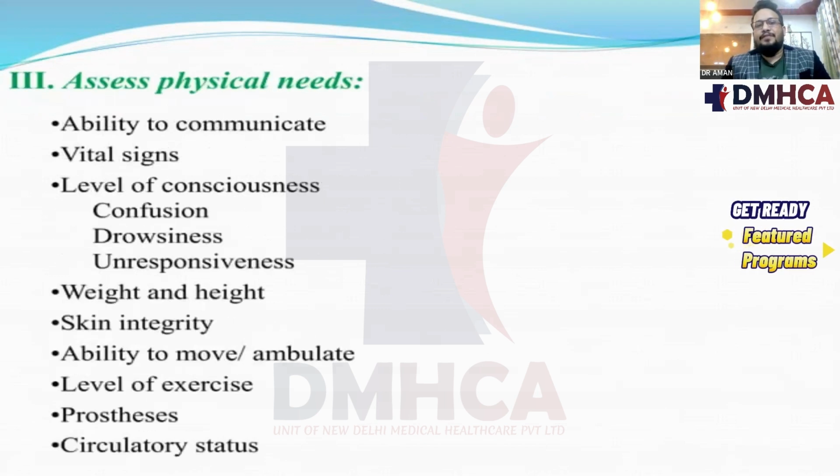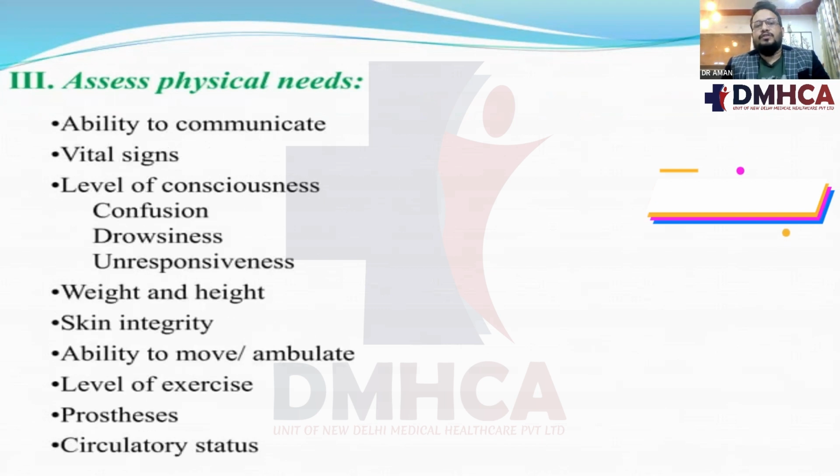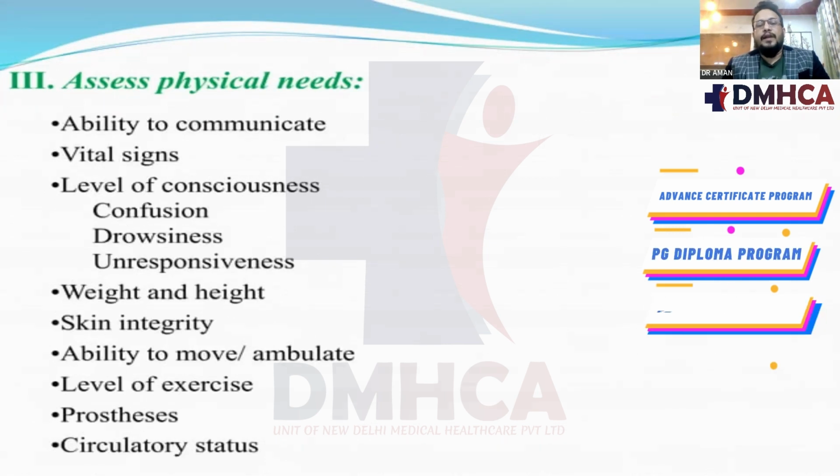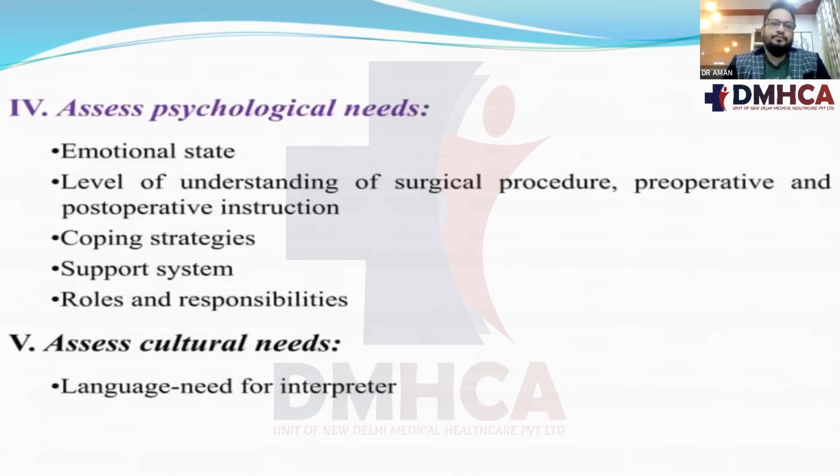Then you have to assess the physical needs: ability to communicate, vital signs, level of consciousness, confusion, drowsiness, unresponsiveness, weight and height, skin integrity, ability to move or ambulate, level of exercise, prosthesis, and circulatory status. Then you have to assess psychological needs: emotional state, level of understanding of the surgical procedure, preoperative and post-operative instruction, coping strategies, support system, roles and responsibilities. Assess the cultural needs: language, need for interpreter.